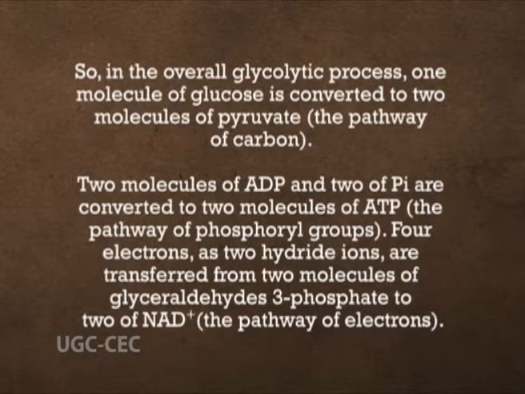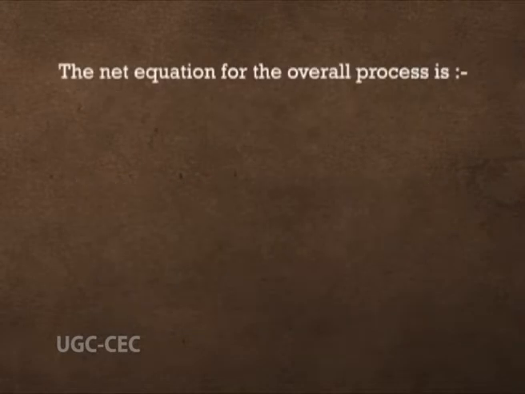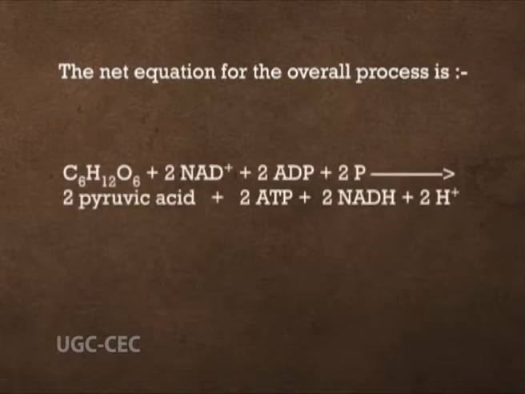So, in the overall glycolytic process, one molecule of glucose is converted to 2 molecules of pyruvate, and this is the pathway of carbon. 2 molecules of ADP and 2 of inorganic phosphate are converted to 2 molecules of ATP, and this is the pathway of the phosphoryl groups. 4 electrons as 2 hydride ions are transferred from 2 molecules of glyceraldehyde 3-phosphate to 2 of NAD+, and this is the pathway of the electrons. The net equation for the overall process is C6H12O6 + 2 NAD+ + 2 ADP + 2 Pi gives 2 pyruvic acid + 2 ATP + 2 NADH + 2 H+.